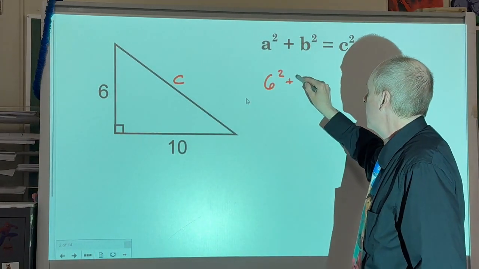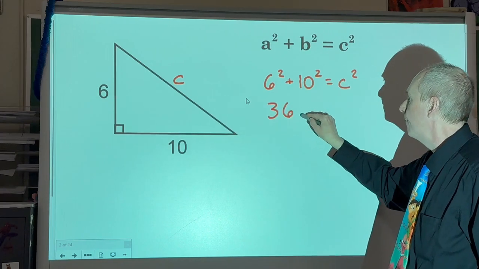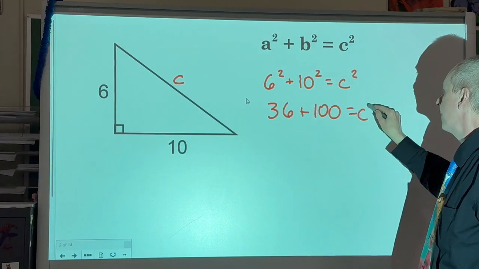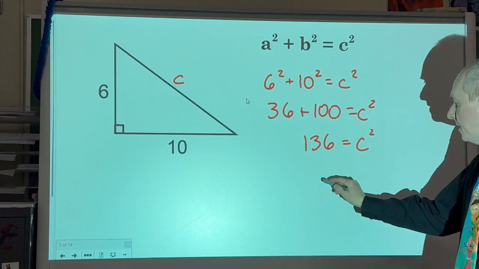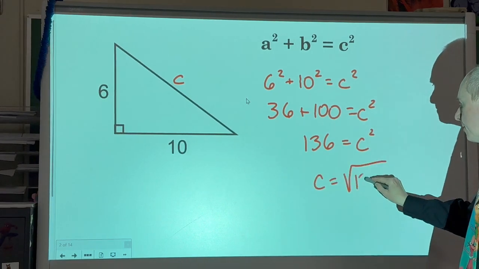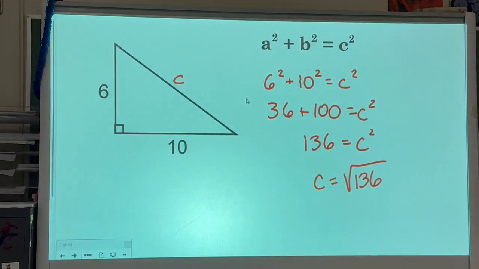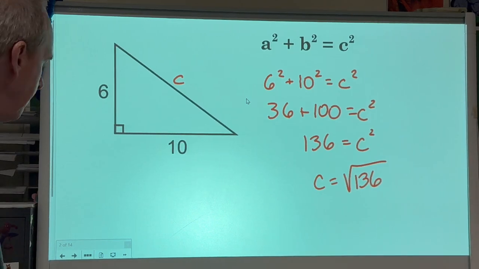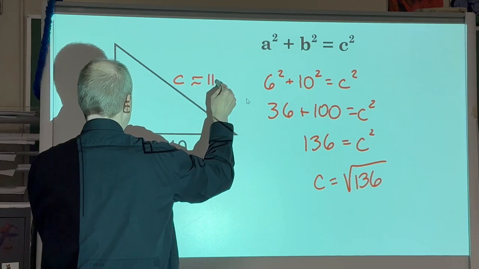6 squared plus 10 squared would equal c squared. So c squared is 136. C would be the square root of 136, which you could estimate using a calculator. It should end up being bigger than 10 because your hypotenuse has to be the longest side of your right triangle. C turns out to be 11.66.